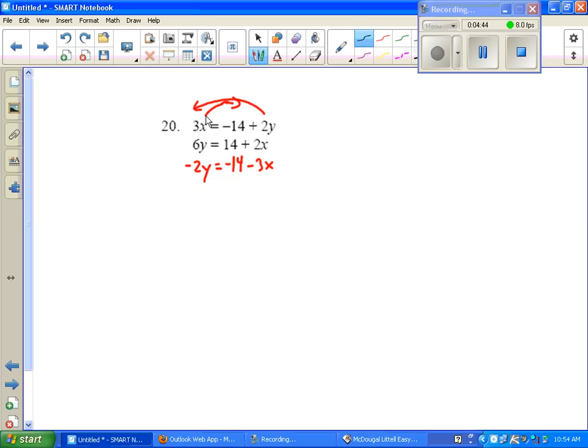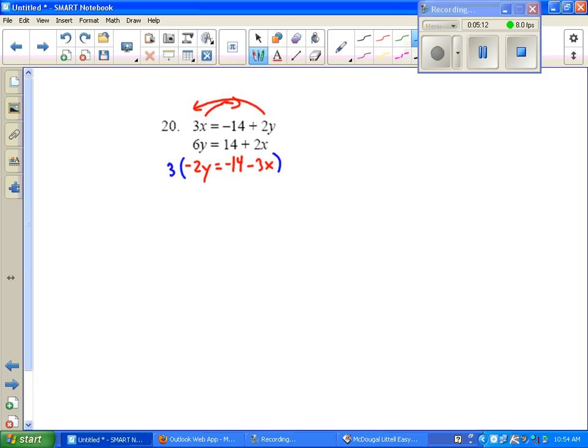So now they're stacked up correctly, but you don't have opposite terms. You need to make sure that one of them is opposite. So the easiest one to take to make sure it's opposite is to take that bottom equation and make negative 2y become negative 6y. That'll give us an opposite of positive 6y. So if we take that equation, in order to create negative 6y, we need to multiply by 3.